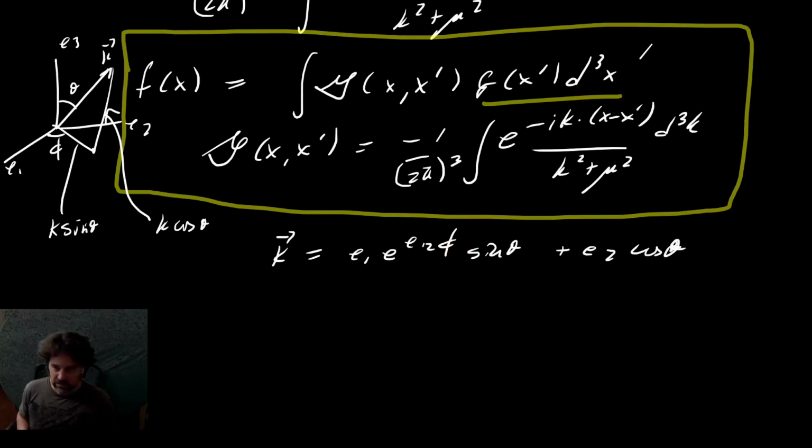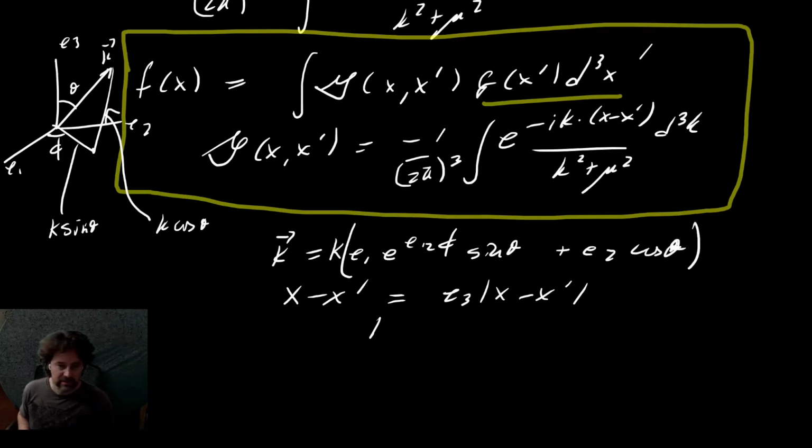And with that, you can write this out in coordinates if you like, one for E1, one for E2. We don't actually care because we are going to declare that we fix our axes in such a way that x minus x1 is E3 times the magnitude of x minus x1. So now we are looking at our k dot x minus x prime term, which is nothing more than k magnitude times that.